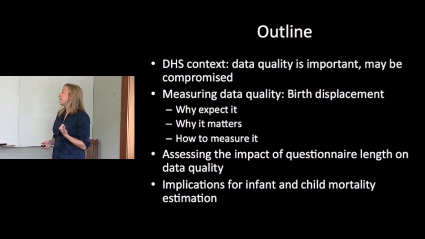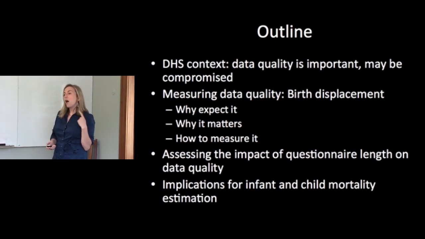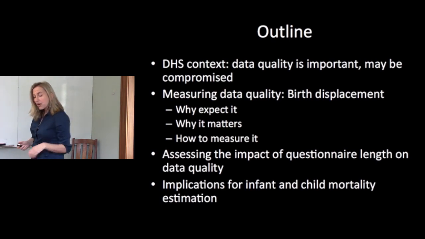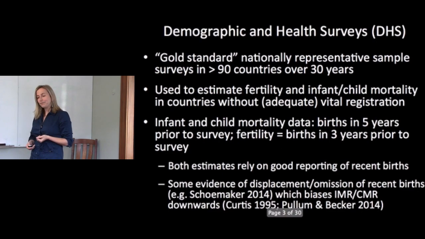We know that data quality is really important here, but it might have been compromised. I'm going to talk about the measure of data quality that I'm using, birth displacement, why we expect it to happen, why that matters, and how we measure it. I'm also going to talk about assessing the impact of the questionnaire length, because I think that's really related to data quality, and the implications of my findings for infant and child mortality estimation.